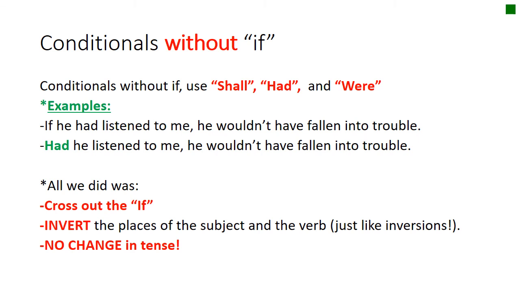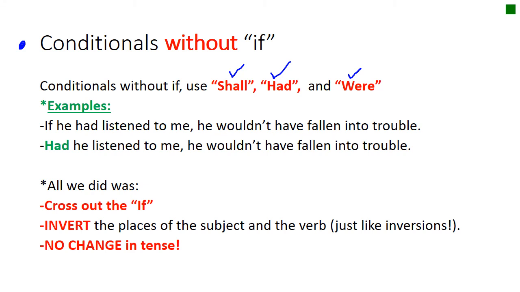Now, this brings us to the easiest part of the conditionals. They're called conditionals without if. They begin the sentence with words like shall, had, and were. Most of you would tell me that these sentences don't make sense. Well, they are correct. Okay, let's take a look at some of them. As we go on, you will see that we have already taken this in the inversions part, and we took several exercises related to this in the worksheet about inversions.